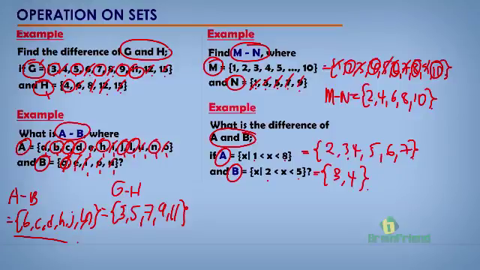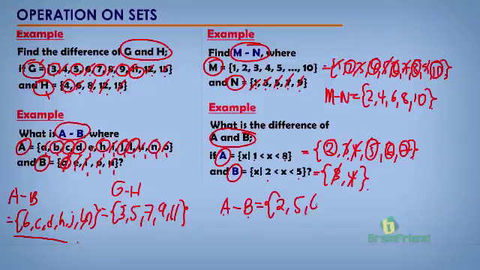Therefore, the difference A minus B is the set of all elements in A that are not in B. If we quickly crossed out the common elements, we'll have remaining elements as 2, 5, 6, and 7. 2, 5, 6, and 7 are present in A but not in B. So we list them as 2, 5, 6, and 7. And that is the difference, A minus B.